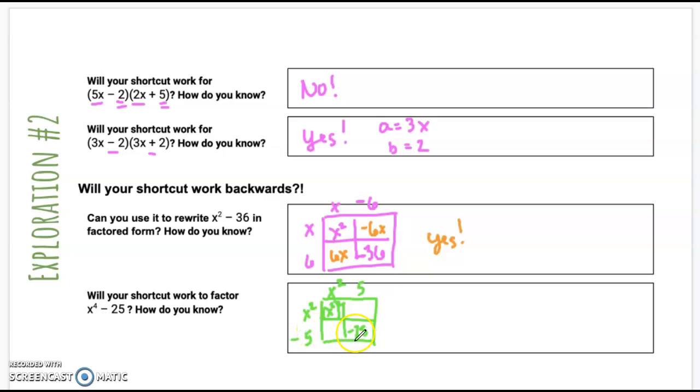One of them has to be negative, and that leaves us with negative 5x squared and 5x squared, and those middle terms add to make 0, leaving us with x squared minus 5 times x squared plus 5. That totally works with our pattern. So yeah, that one worked as well.